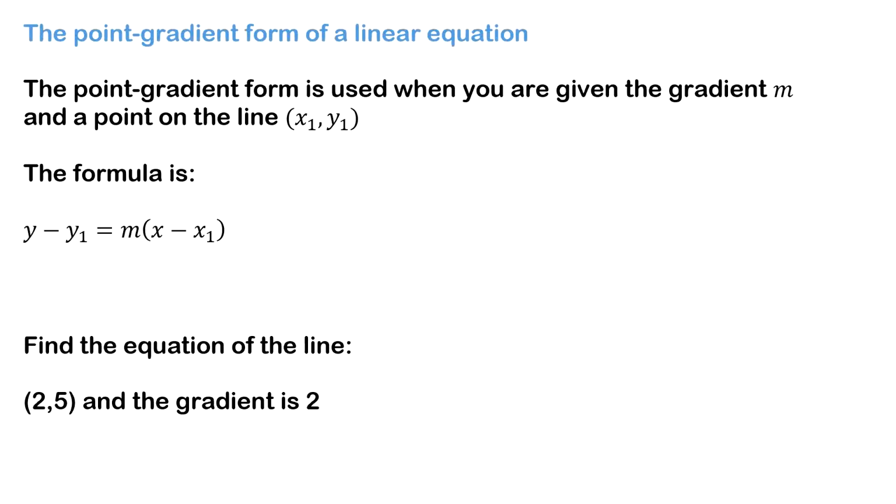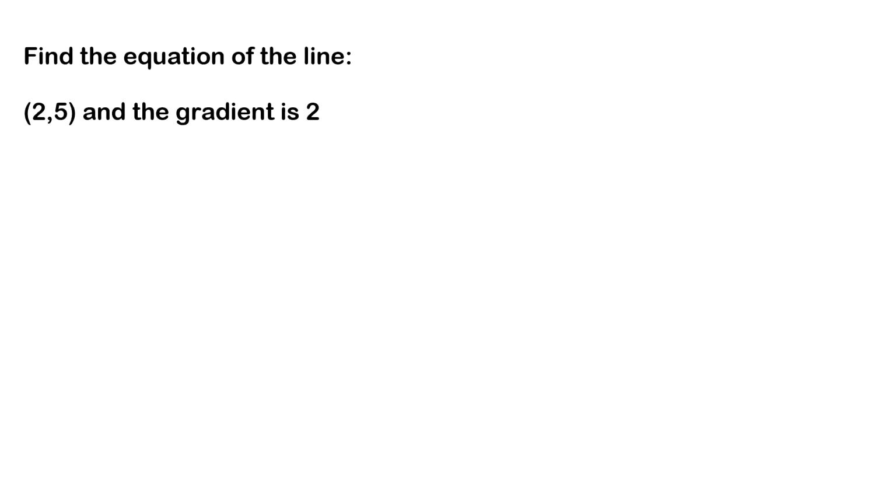In this video, we're going to be covering the point gradient form of a linear equation. We use this when you're given the gradient and a point on the line. The formula for this is y minus y1 equals m, and then in brackets, x minus x1. We're going to do some examples using this formula because it is a very common and useful formula.